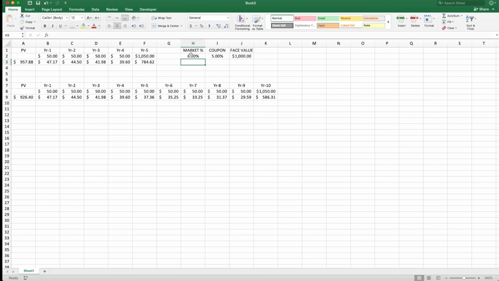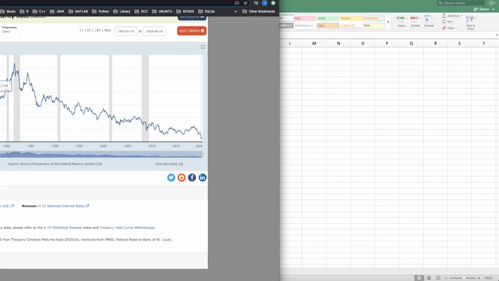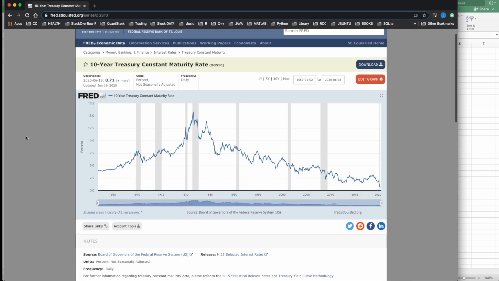But let's see what happens if we drop this market rate down to 0. Our prices shoot up. So I think this is happening to all bond ETFs, which have been a relatively safe investment in the past years, because if we take a look at the 10-year treasury, we have seen nothing but declines ever since 1980, and we're sitting at all-time lows. And we can probably expect to see this rate closer to 0, at least in the short term.